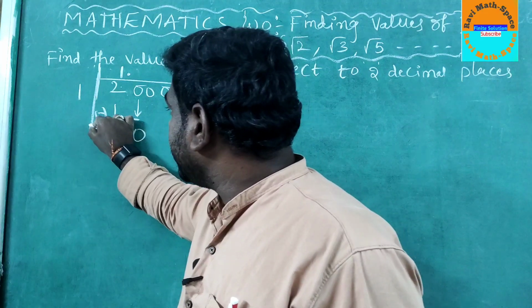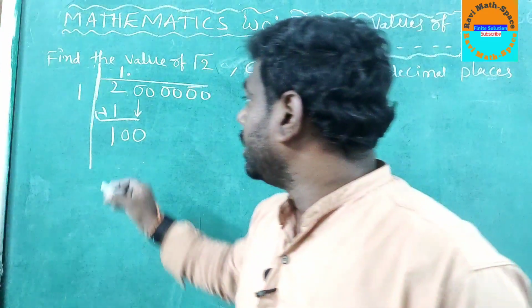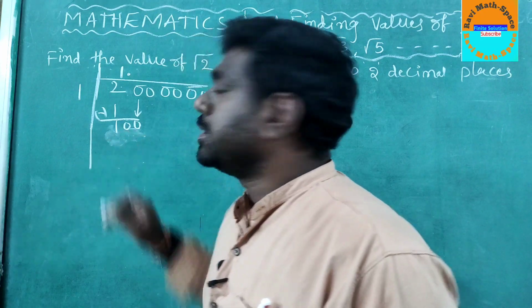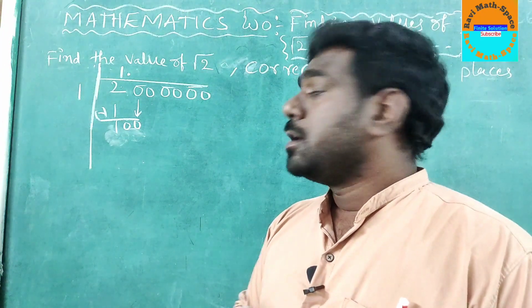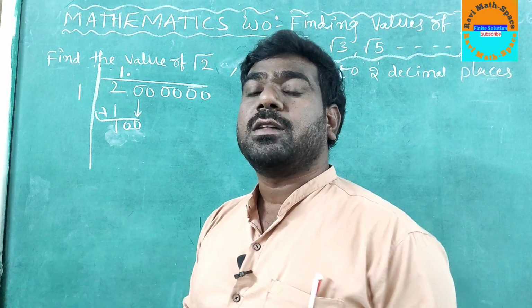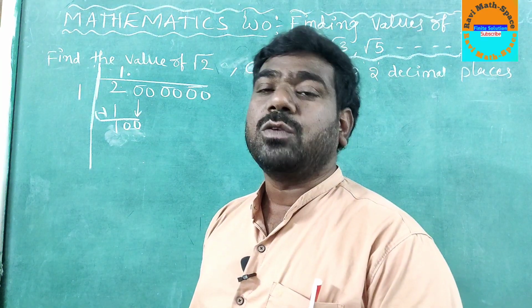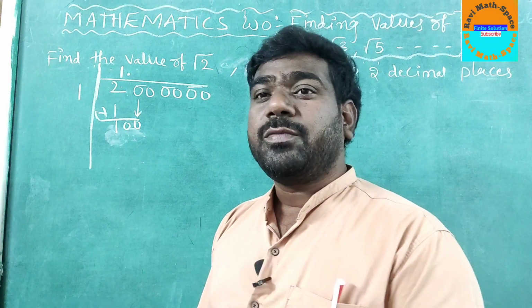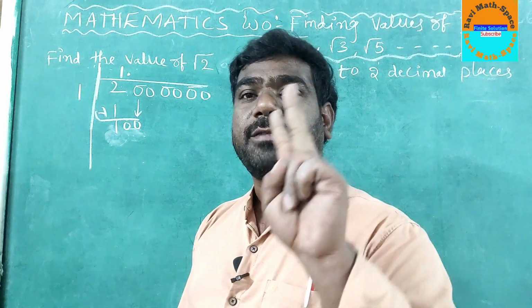Now 1 becomes 100. It is the new dividend. Again we want the new divisor. How to find the new divisor here? If you want to find the new divisor, we have two steps.